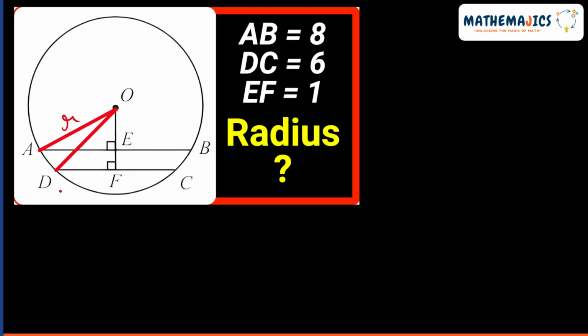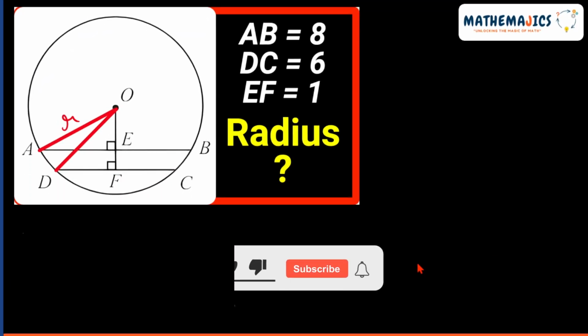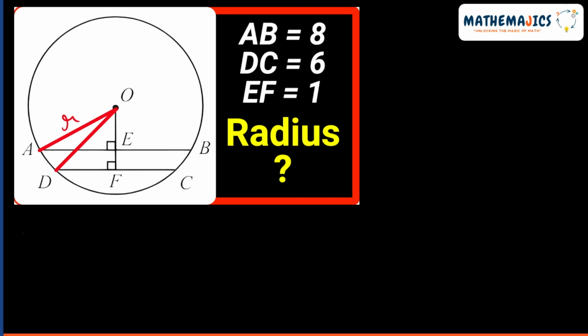Now we will be using one property of circles and chords. What happens if a line segment is dropped perpendicularly on the chord from the center of the circle? It bisects the chord. The line segment from the center of the circle drawn perpendicular to the chord bisects the chord on which that line segment falls. So that means AB is divided into two equal parts, that is 4 units and 4 units. Similarly, DC is also bisected, 3 units and 3 units, correct?